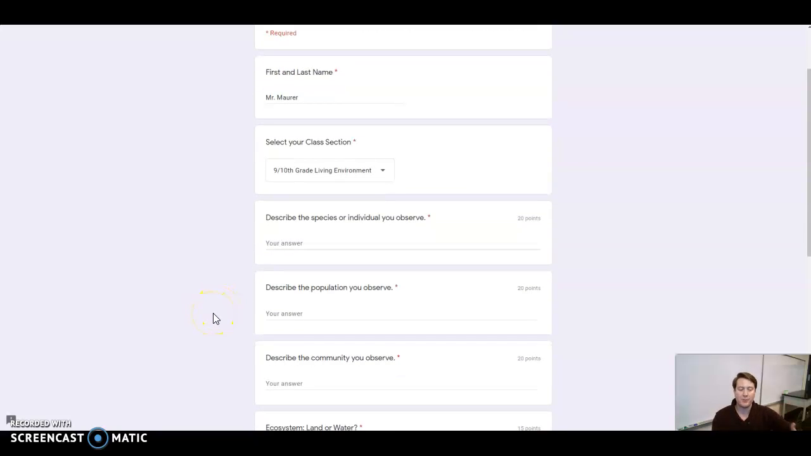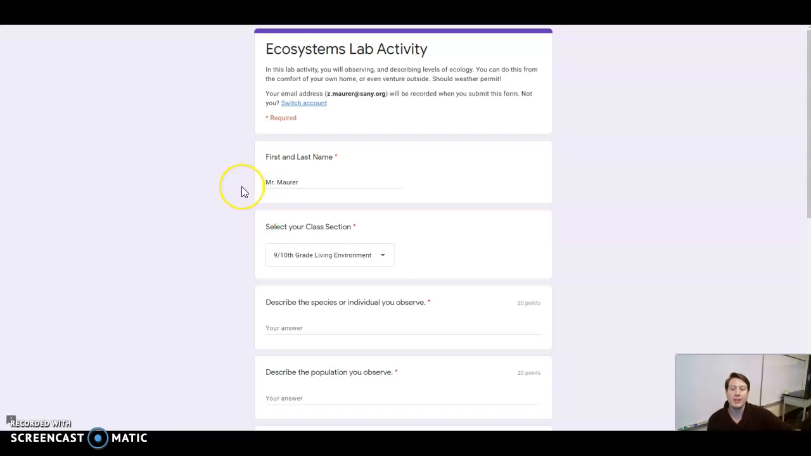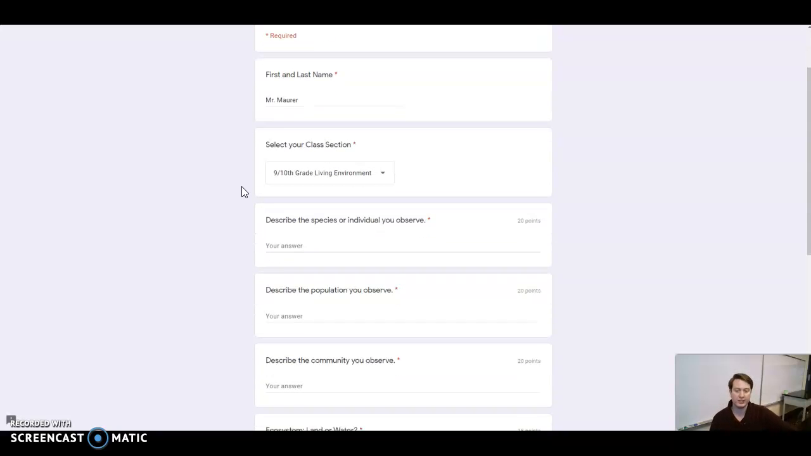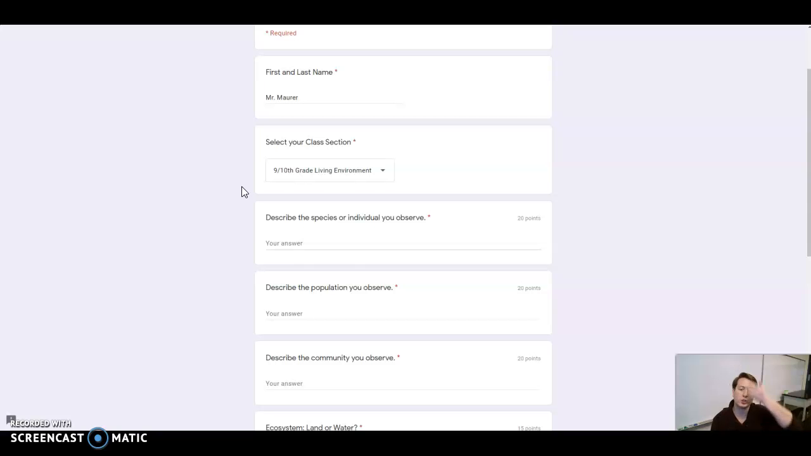All right, and now here's where the fun part starts. In this lab activity, you'll be observing and describing levels of ecology. You can do this from the comfort of your own home, or even venture outside, or look out the window. Venturing outside, should weather permit. You're going to be observing an ecosystem. Going to be observing ecology. And first, you're going to identify a species or an individual you observe. Now, this might be an animal, it could be a person.